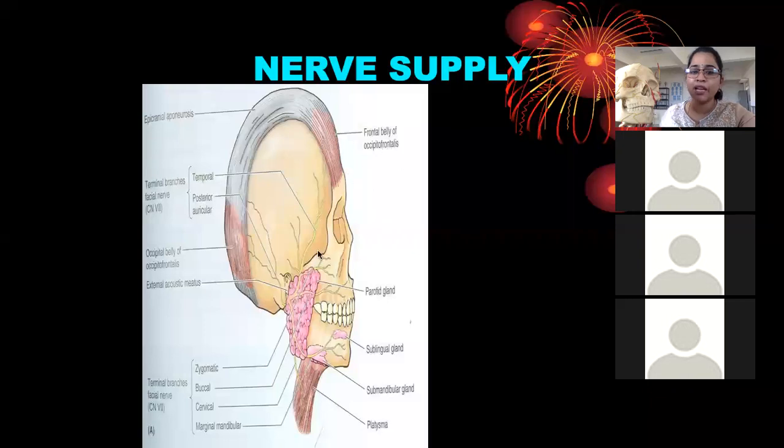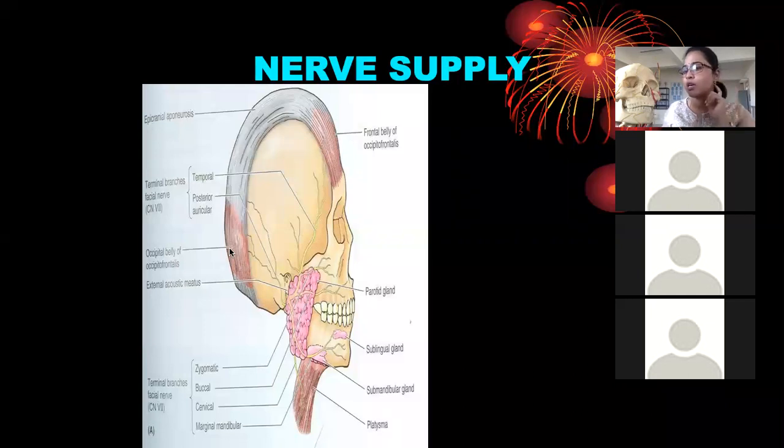So what is the nerve supply? The nerve supplying is the facial nerve. Facial nerve gives two branches. See here, this is the temporal branch and this is the posterior auricular branch. What are the branches of the facial nerve? Temporal branch. This area is called the temple, where wisdom comes. Graying of the hair starts first here, so that's why this region is called the temple. Any structure related to it is called the temporal region. So this is the temporal branch of the facial nerve.